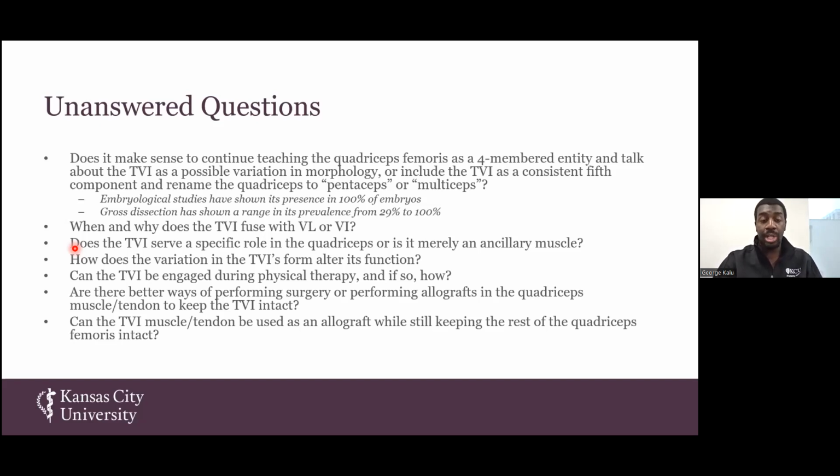And then for more surgical approaches, are there better ways of performing surgeries or allografts in the quadriceps tendon to keep the TVI intact? Or vice versa, can we use the TVI as an allograft and keep the rest of the quadriceps muscles intact? So a lot of these are very unanswered questions that we don't really know the answer to, again, because this is such a newly discovered and newly studied muscle.